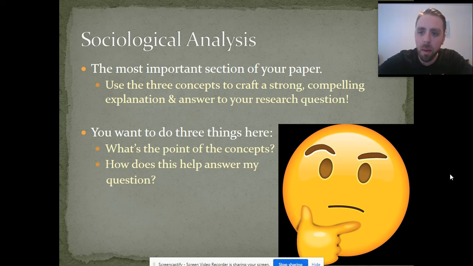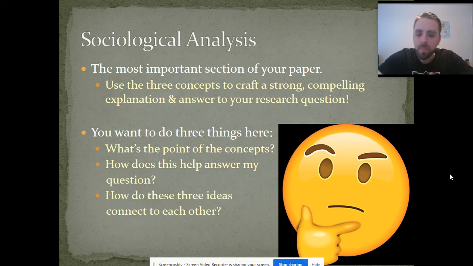When I say mechanism, I mean, what's the thing? What is it about concept one that specifically causes or relates to the outcome that I have built my entire paper around? And then finally, how do these ideas connect to each other? Really, how do these ideas connect to each other? Segregation and spatial mismatch theory are intimately related to one another. So connect these three, okay?